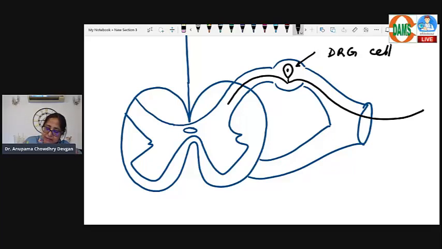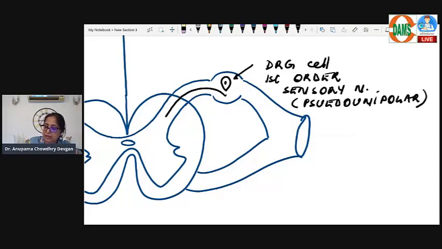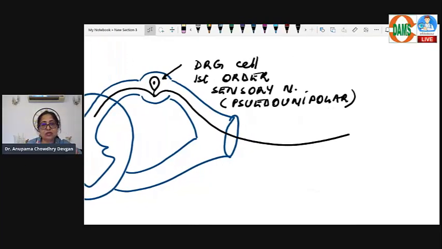Dorsal root ganglion cell. This is the first order sensory neuron. And if you remember, we've discussed this. This is known as a pseudo-unipolar neuron. I discussed this in the first class. Yes, this is your dorsal root ganglion cell, which is a first order sensory neuron, which is a pseudo-unipolar neuron. It has got two processes, a peripheral and a central process. It looks as though it has one process, but in fact, it has got two processes, peripheral and central.